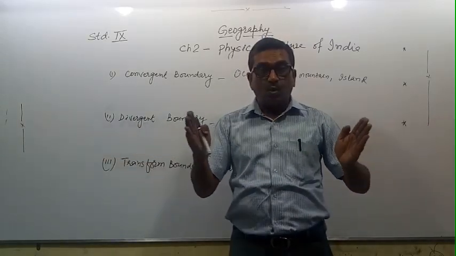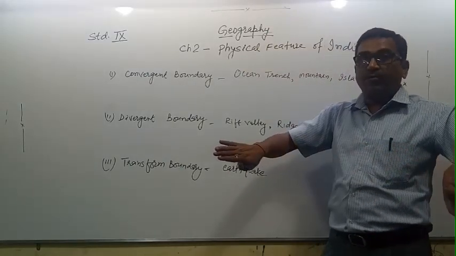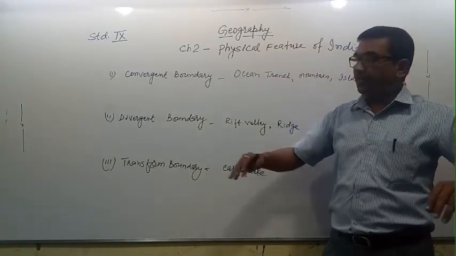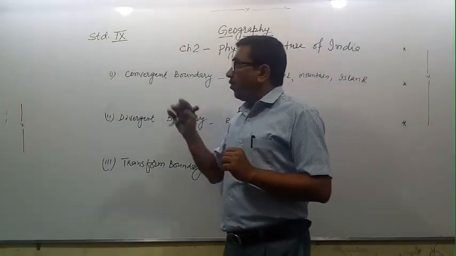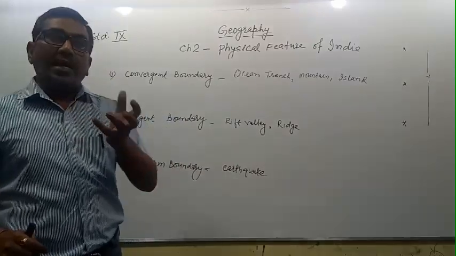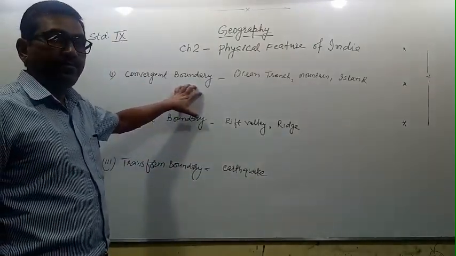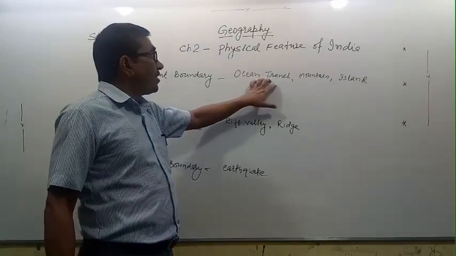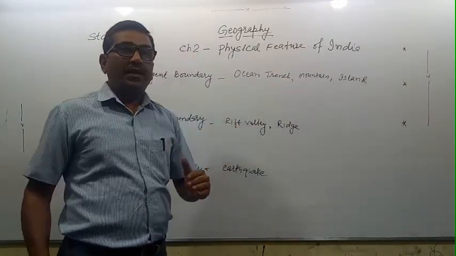Convergent, coming close to each other. Divergent, going away from the two plates, moving of the two plates, and transform when they slide. I have already written what are the features that are formed by the convergent boundary. One is oceanic trench. Trench हो जाएगा खाई.